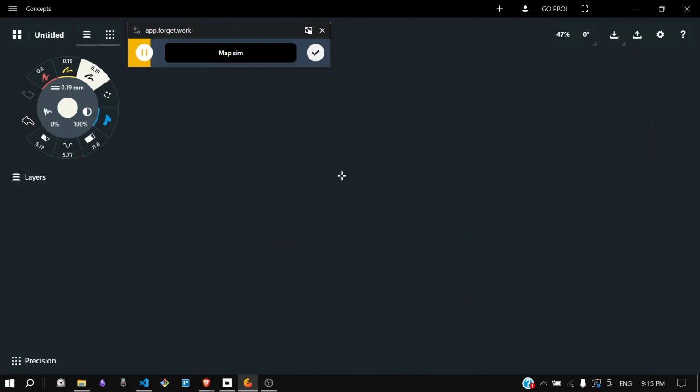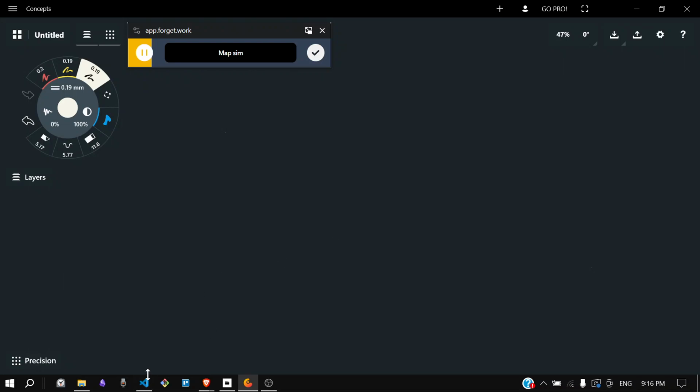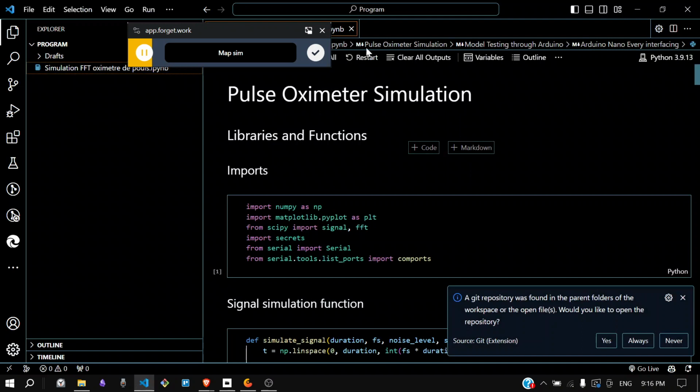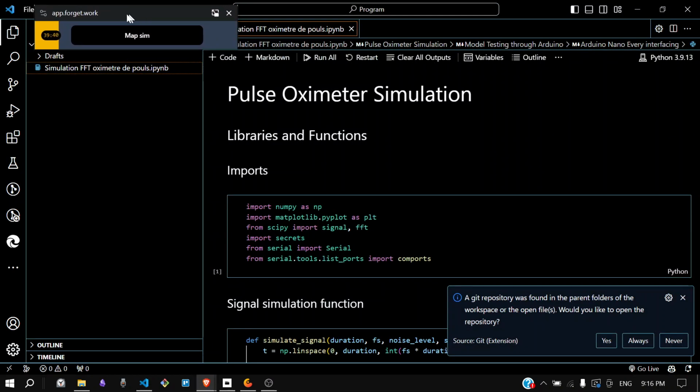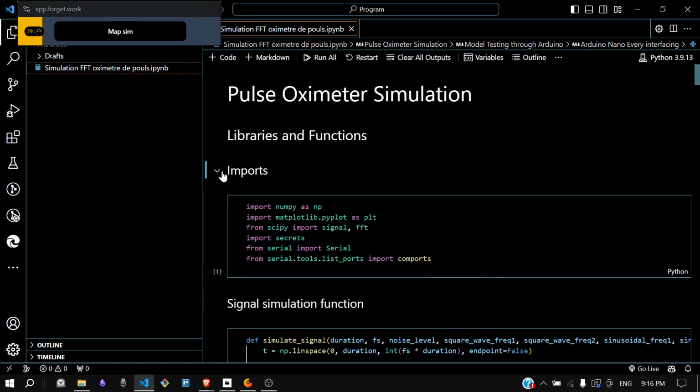Hello everyone. So today we'll be looking at how to improve a pulse oximeter signal processing simulation. In my first year physics engineering project, I had to build a pulse oximeter with two colleagues of mine at school, and the actual physical device ended up having a lot of bugs, and we couldn't get relevant outcomes.